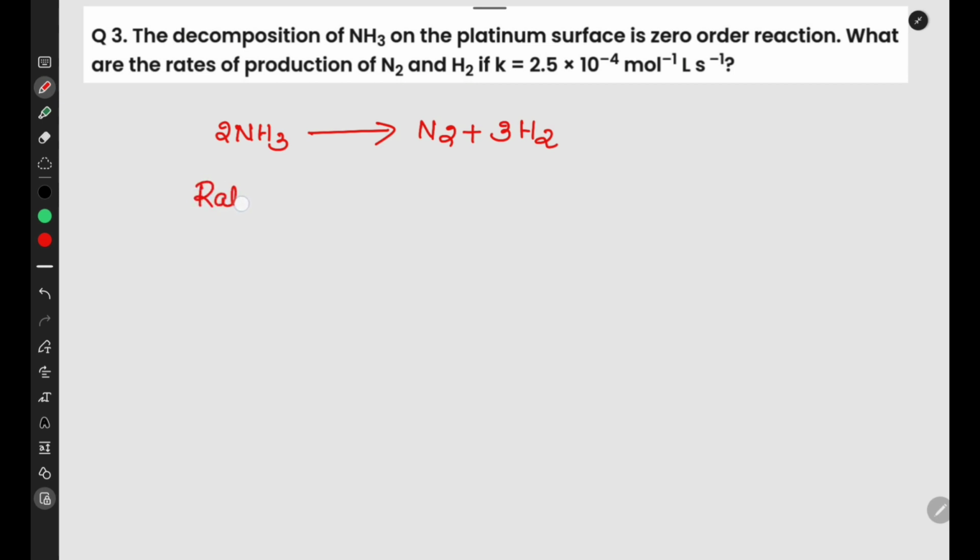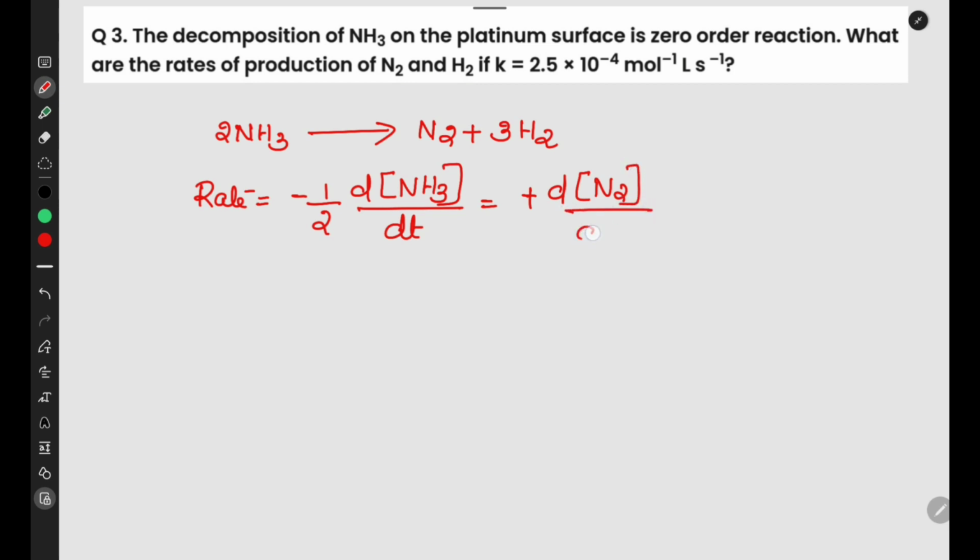Rate is equal to minus 1 by 2 d concentration of NH3 by dt, that is equal to plus d concentration of N2 by dt, is equal to plus 1 by 3 into d concentration of H2 by dt. So for a zero order reaction, we know rate and rate constant are equal. So we can write rate is equal to rate constant for a zero order reaction.